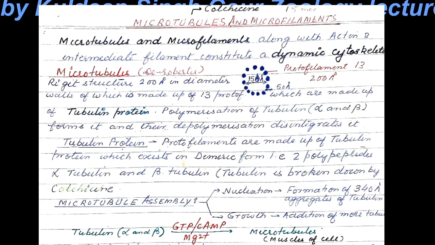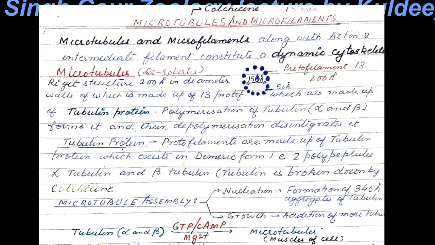Microtubules were first discovered by De Robertis. They are around 200 angstrom in diameter and are made up of 13 protofilaments. Each protofilament has a diameter of 50 angstrom, and the space inside the 13 arranged protofilaments has a diameter of around 150 angstrom. So 150 along with 50 angstrom protofilament constitutes 200 angstrom size.